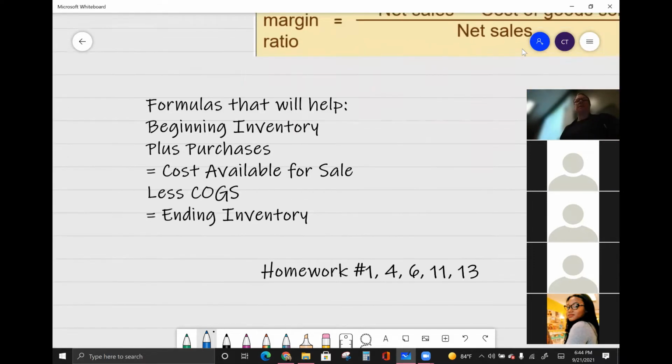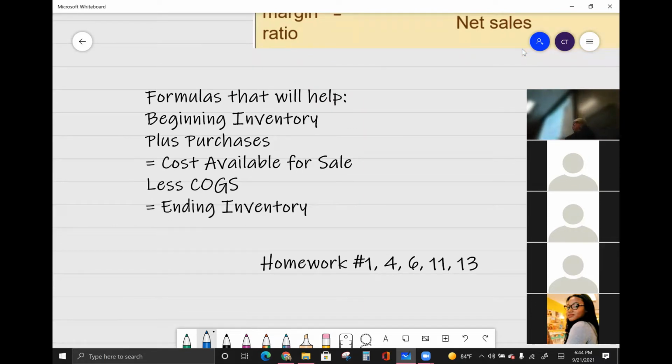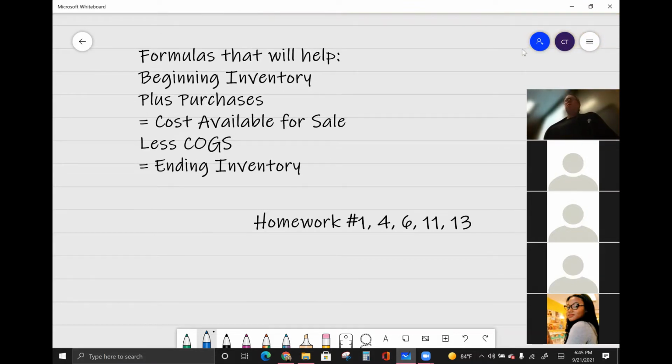So beginning inventory, that's going to be given to you. Normally you'll have the beginning inventory. It'll tell you what your purchases are. So I'm starting with a certain amount of stock on the shelf. And then I'm going to be making purchases through that period. Okay, so I'm adding to. That's what's available to sale during that period of time. So my purchases are added to my beginning inventory. That's my cost available for sale. Okay, beginning inventory plus purchases equals cost available for sale.